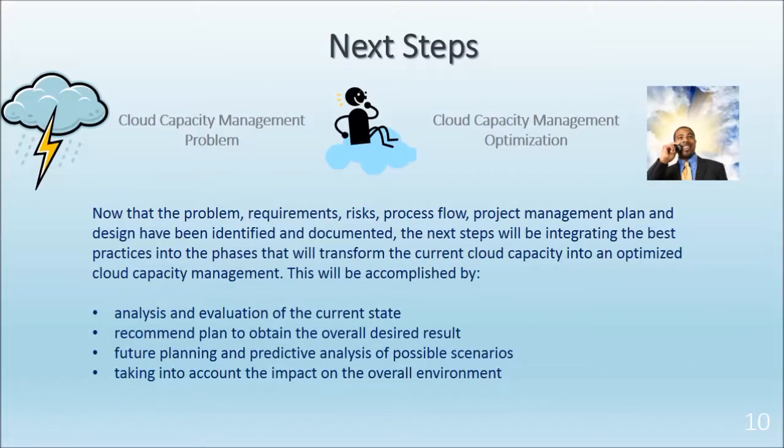Next steps. What can we do to bring the cloud capacity management problem currently to cloud capacity optimization? Now that the problem requirements, the risks, process flow, project management plan, and design have all been documented, the next steps are going to be integrating the best practices into phases that will transform the current cloud capacity into an optimized cloud capacity management. It will take it from an unmanaged current state to a managed state, and then an optimized state. These are the steps for next semester that we wish to take in order to provide a long-term roadmap.